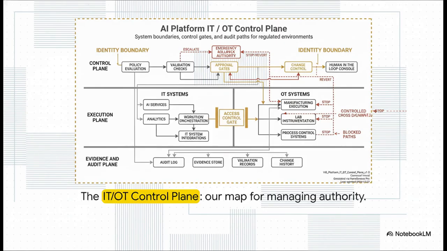Now, don't worry about understanding every single box and arrow right now. That's not the point. The main takeaway here is that this diagram, what we call the IT/OT control plane, shows us how all the different parts of a system talk to each other. And this is the crucial part, where we can enforce the rules. It's all about separating the thinking parts of the system from the doing parts.